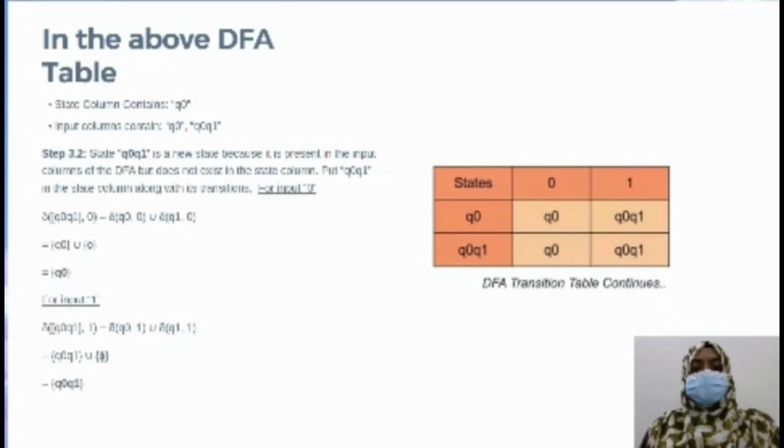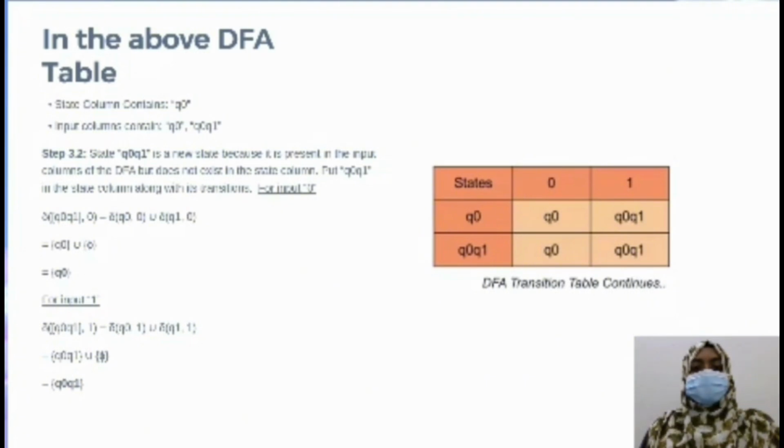Now I will talk about NFA to DFA conversion and also explain power equivalence and state complexity. In the above DFA table, in this slide we see the DFA transition table. At first the state column has only Q0, but in the input column we get a new state called Q0 Q1. In a DFA, every state that appears in the input column must be added to the state column. So Q0 Q1 is added as a new DFA state.